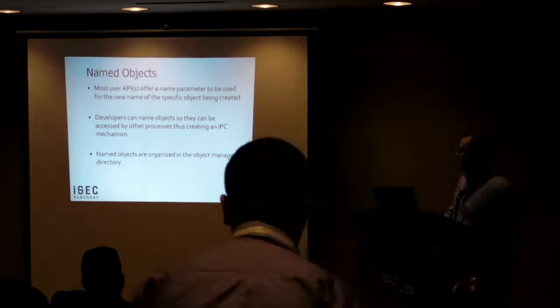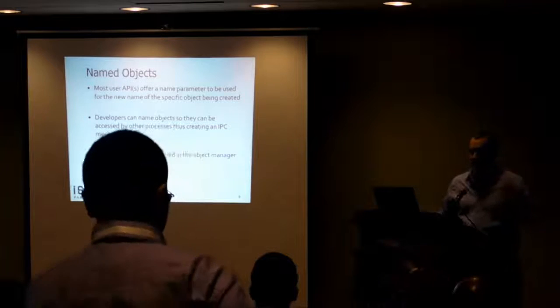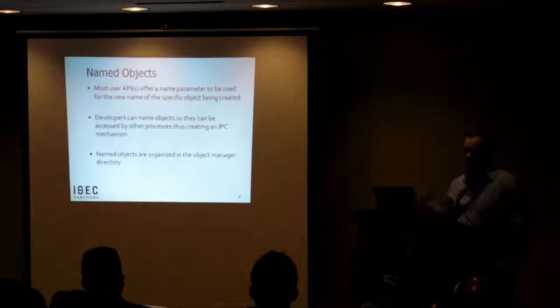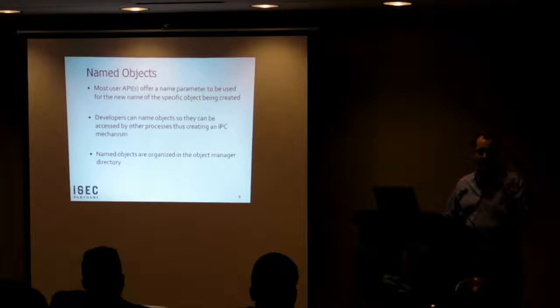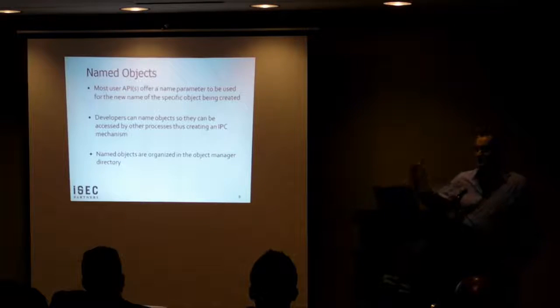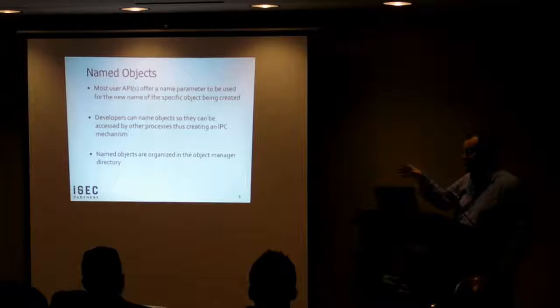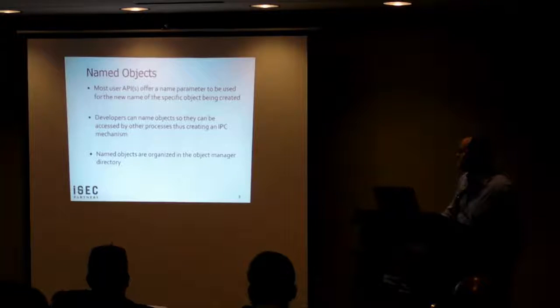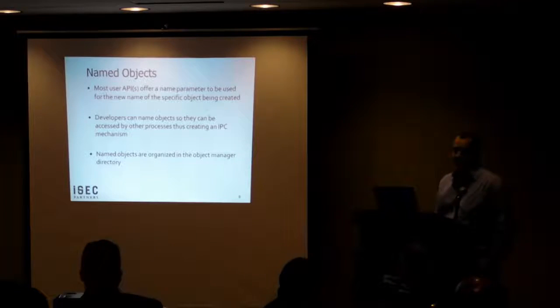So most APIs offer a parameter like create event, create file, or create shared memory, all these things. You have a name parameter, or you give it a name. Those of you who develop software have seen this frequently. And this name is placed in the object directory. That's used for lookups and correlation. It's also used primarily for IPC mechanisms.